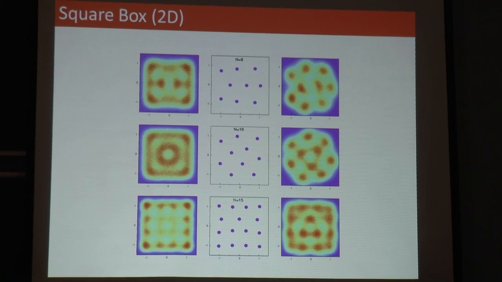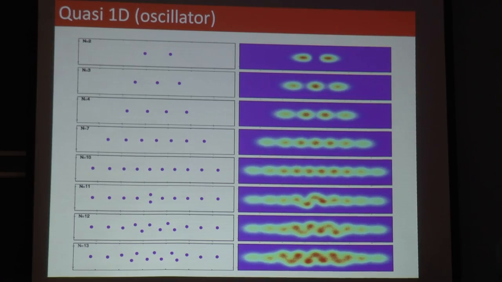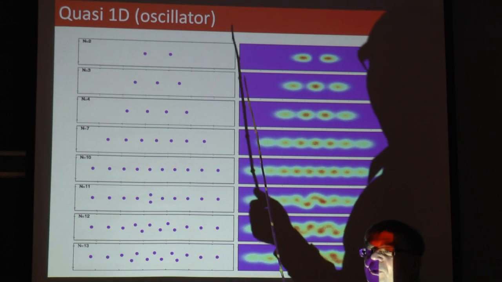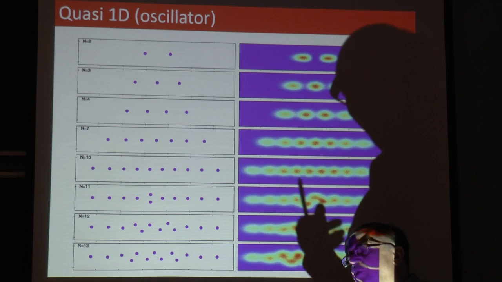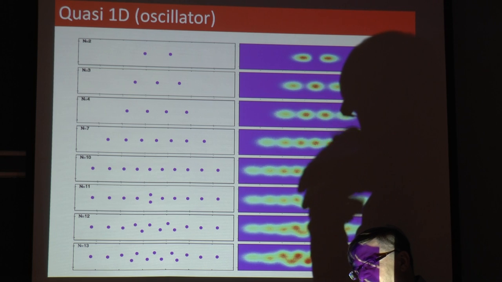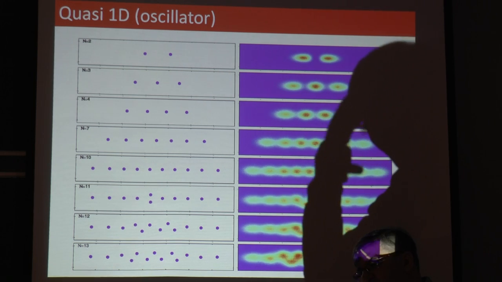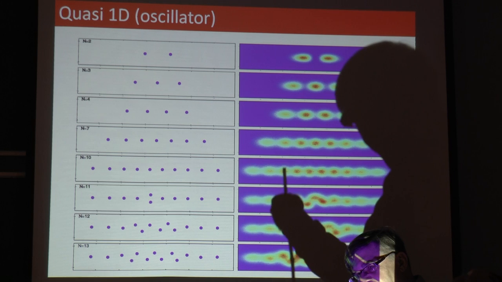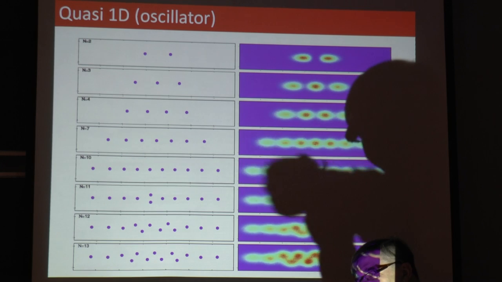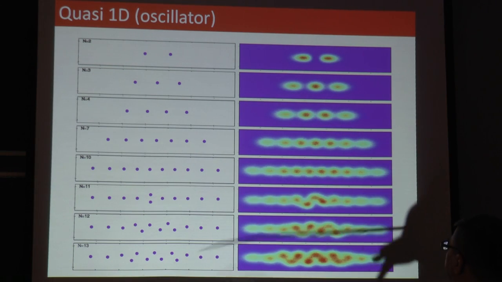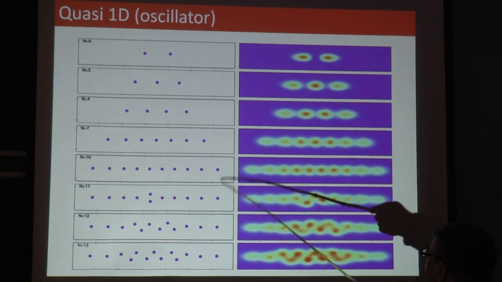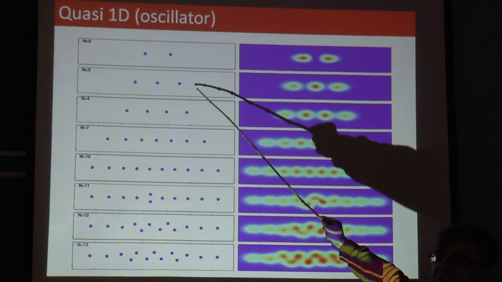And finally, my last figure is the one-dimensional case. It is quasi one-dimensional. So I assume that the frequency in the x direction is 10 times smaller than the frequency in the y direction. So up to 10 particles, I put all particles along the line. The 11th particle is the first one which goes in the perpendicular direction. And we will see it here. Here the only operation that I did up to this point was shifting the center of mass to zero.